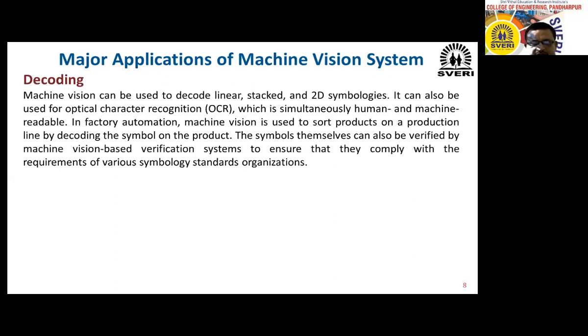Then decoding. Machine vision can be used to decode linear, stacked, and 2D symbologies. It can also be used for optical character recognition, which is simultaneously human and machine readable. In factory automation, machine vision is used to sort products on a production line by decoding the symbol on the product. The symbols themselves can also be verified by machine vision based verification systems to ensure that they comply with the requirements of various symbology standards organizations.